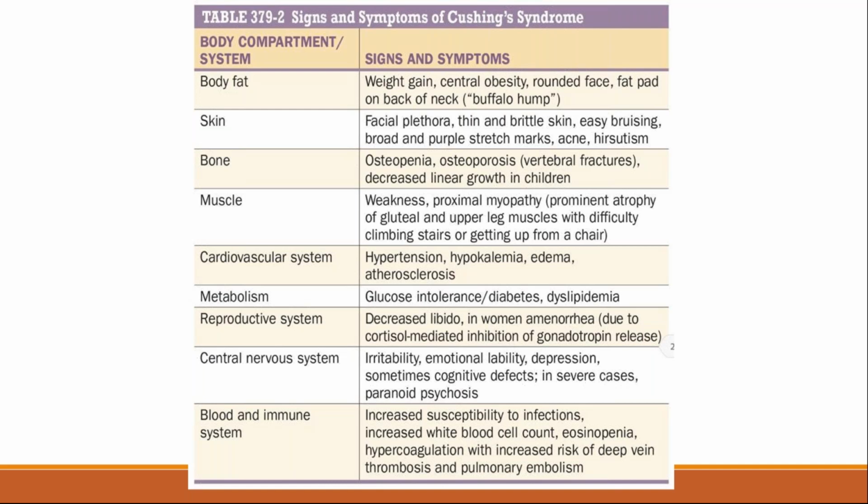On the reproductive system, there is decreased libido, anemia. When the CNS is affected, there is emotional lability, depression, some cognitive defects; neuronal death in hippocampus can lead to memory dysfunction and cognitive disorders. On the immune system, increased susceptibility to infection, eosinophilia, increase in TLC, hypercoagulation disorders.